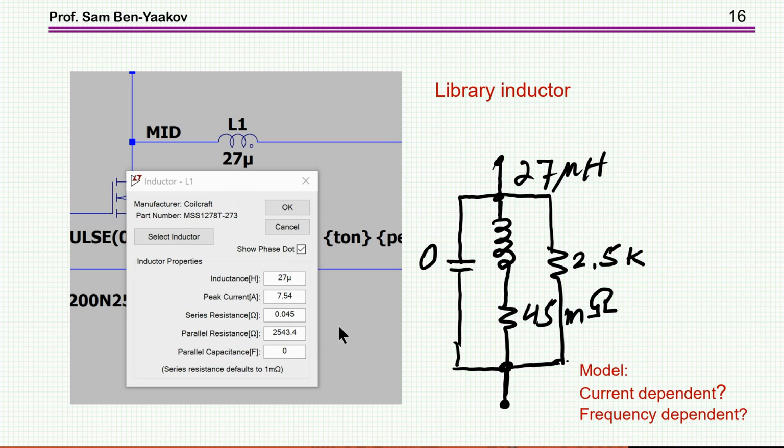Now the question is whether the model is exactly as is, or maybe there is an underlying algorithm that takes into account the dependence on the frequency. As we've seen, it's very important for the series resistance, for the winding resistance, and also if there is a deviation from the power of 2 in the Steinmetz equation, this is not correct.